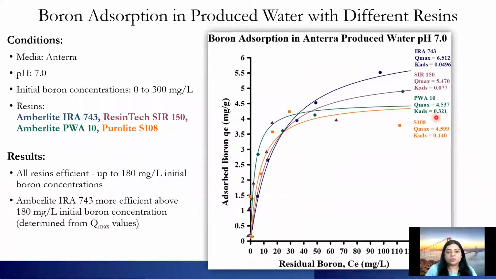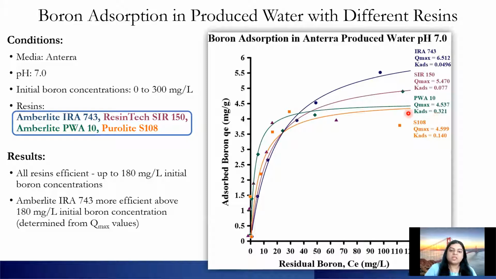Last goal was to see boron adsorption in produced water with different resins. The media used was Antera produced water. pH was 7. Initial boron concentrations were the same as before, and the resins used were Amberlite IRA 743, Resintech SIR 150, Amberlite PWA 10, and Purolite S108.